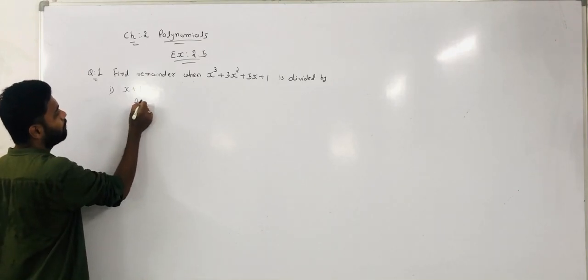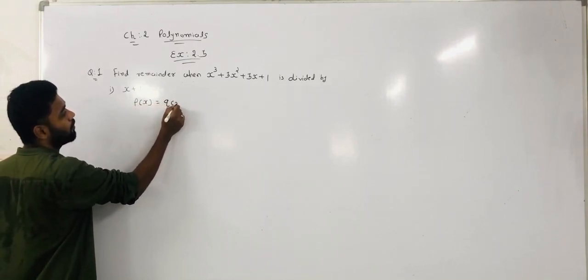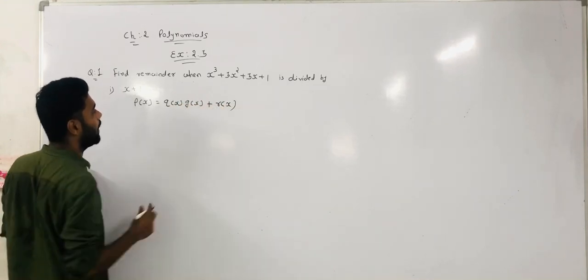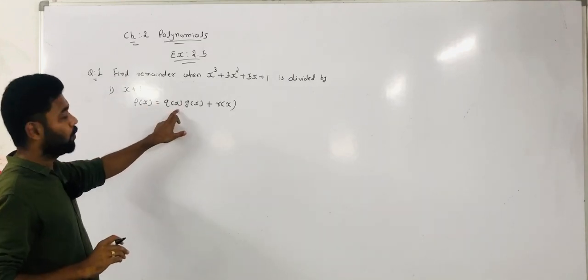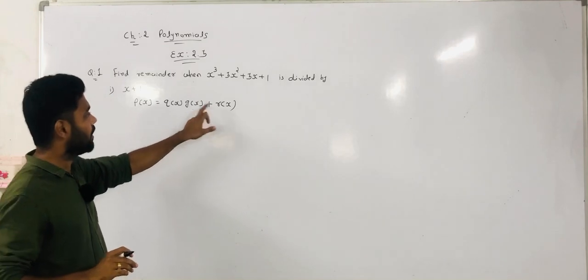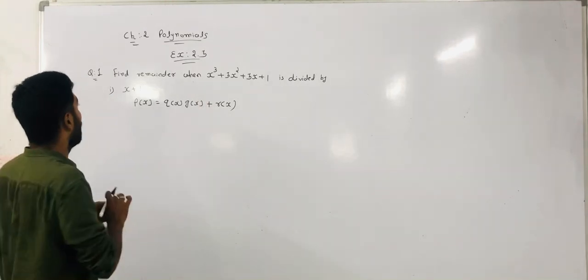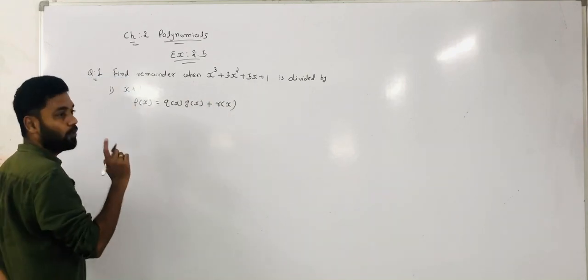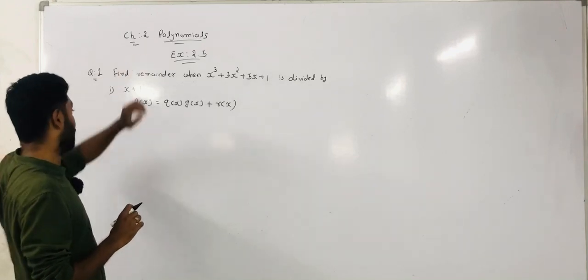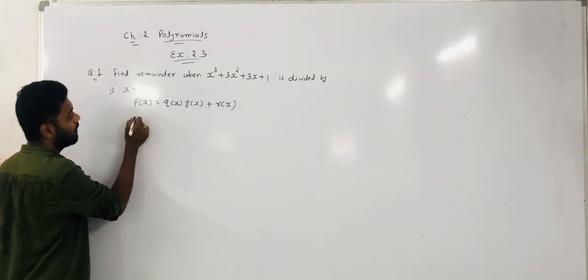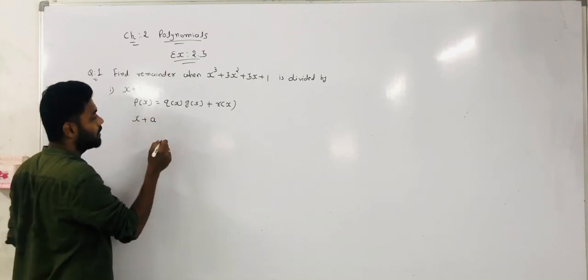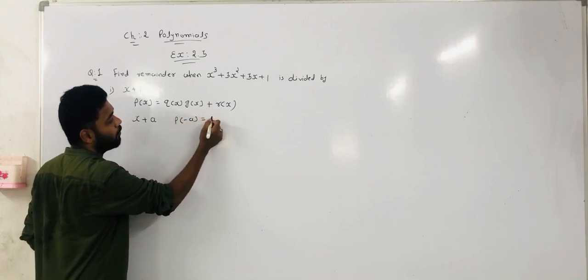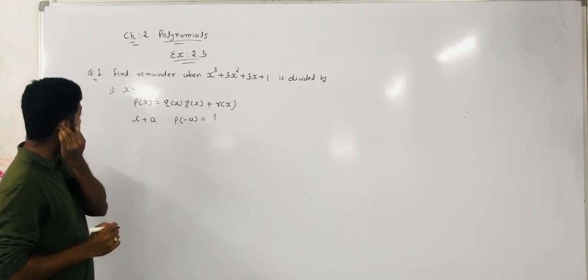So remainder theorem: p of x equal to q of x into g of x plus r of x, where p of x is the dividend, q of x is the quotient, g of x is the divisor, and r of x is the remainder. Now we have to find the remainder when the polynomial is divided by x plus 1. In the last lecture we have seen, if x plus a is the divisor, then p of minus a, whatever you will get, that is called the remainder.